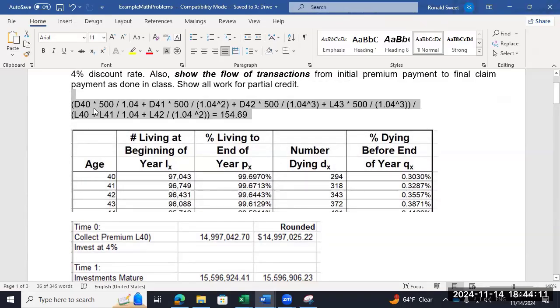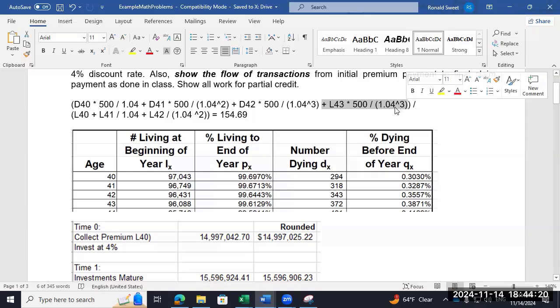If this were a 3-year term, it would look exactly like this with one exception. You wouldn't have that. So you can see these policies are going to look really similar. If it's a 3-year level term, it's going to be exactly this formula. You just won't have this L43 at the end. So for a 3-year level term, you're going to see D40, D41, D42, L40, L41, L42. If it is an ordinary whole life at age 97, you're going to have D97, D98, D99. I'm not going to give you a whole life at age 40 because that'd be too many D's to write down.